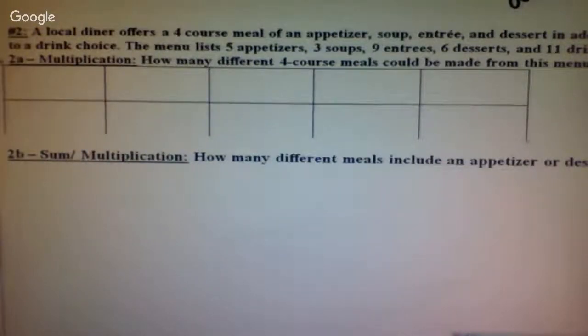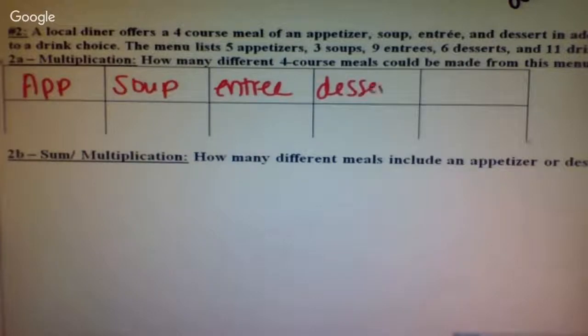Now we're going out to dinner. We want to make a 4-course meal with a drink. So what are we eating? We're getting an app, a soup, an entree, a dessert, and a drink. So now let's transfer it into numbers.